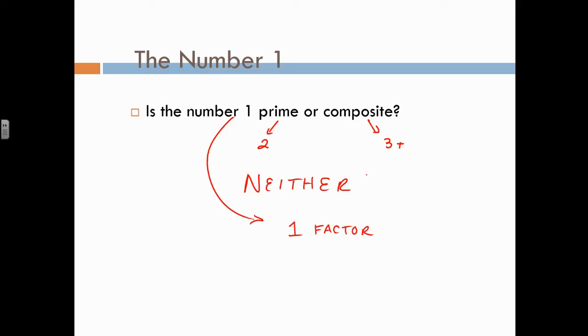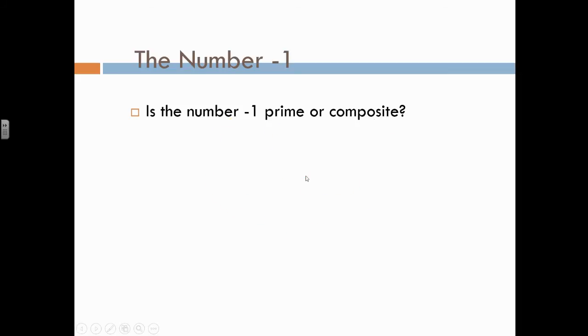Doesn't fit either definition. What about the number -1, since we've been dealing with a lot of integers recently? Well, -1, when you consider this, its only factors would include 1 and -1. So what does that sound like? Well, that sounds a lot like a prime number. So it meets the definition of being a prime number. However, that being said, or it meets the criteria.